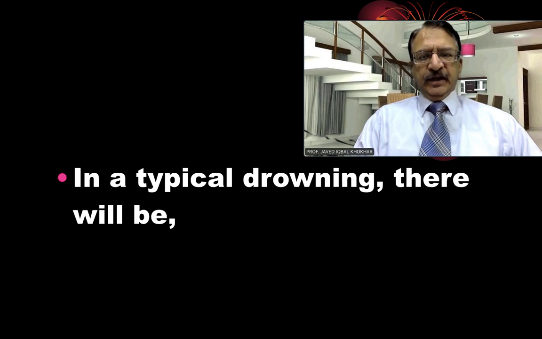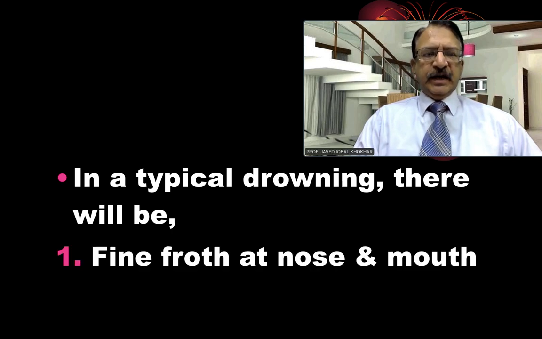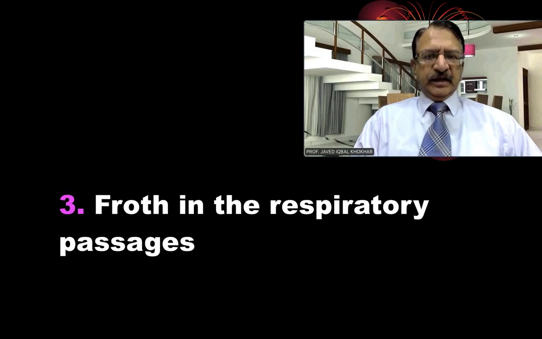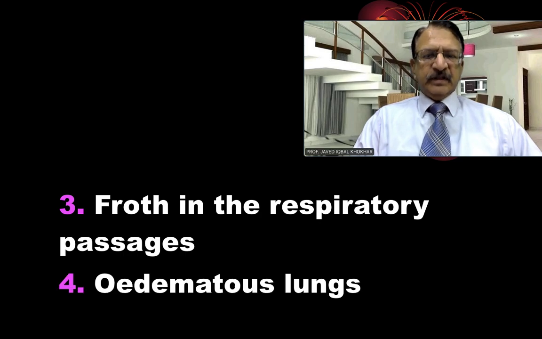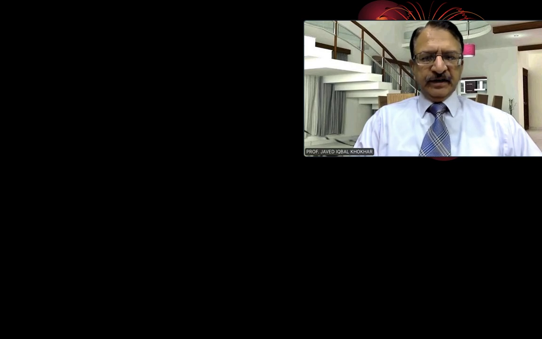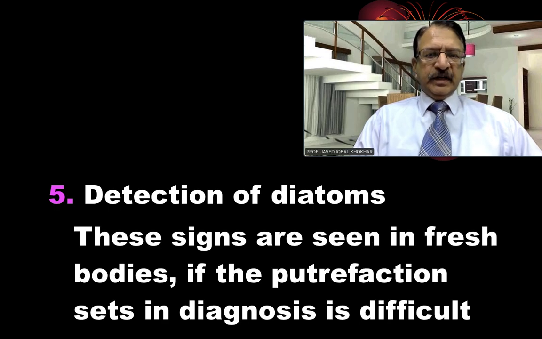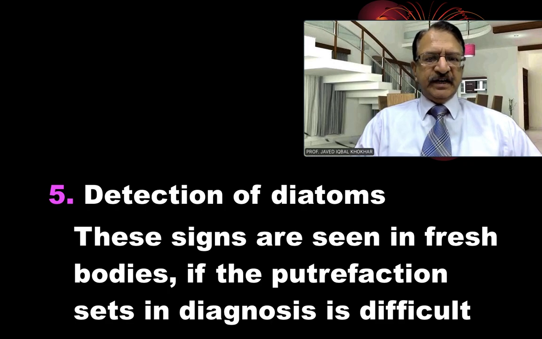In a typical drowning, there will be fine froth at the nose and mouth. Material will be grasped in the hands, in the clenched palms, which is cadaveric spasm, and the froth will be found in the respiratory passages. The lungs will be edematous, with detection of diatoms, and these signs are seen in fresh bodies. If putrefaction sets in, then the diagnosis is difficult.